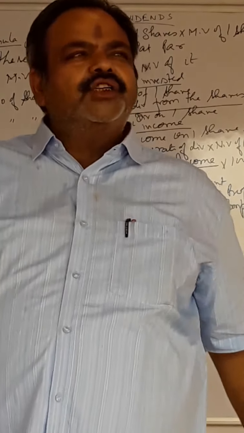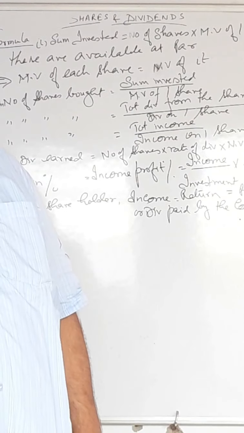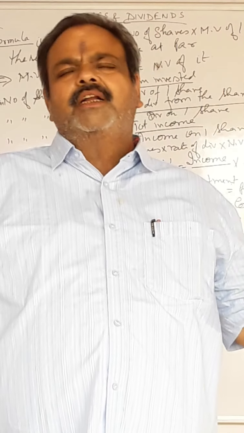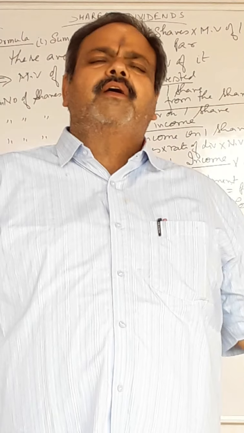The new chapter is shares and dividend. What do you mean by the words share and dividend? First of all, we should know this. See, share: you might have known that if sweets are distributed, two sweets each, that is my share. Here dividend means the income, the profit. From where?